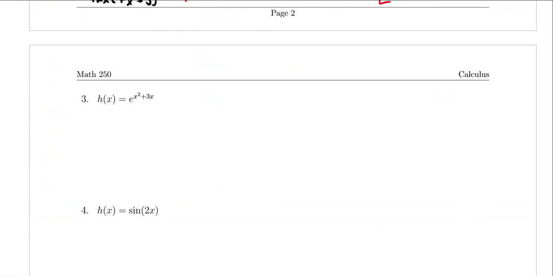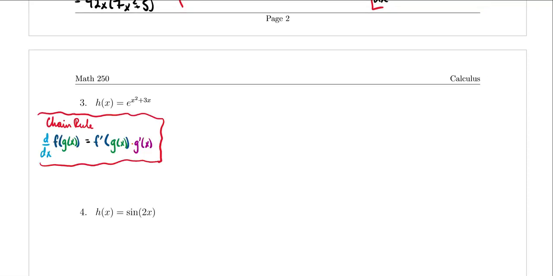Alright, so this new function here is h of x equals e to the x squared plus 3x. Alright, perfect. So let's go ahead and use our chain rule here. So we said that for exponentials, it is the exponents that are the inner function. So for this one here, g of x is going to be equal to x squared plus 3x. Perfect. Okay, now what about the other function? Well, the other function is just going to be the natural exponential function.